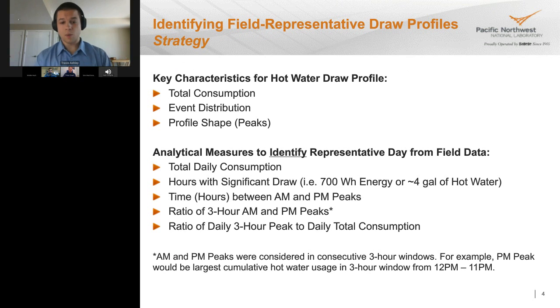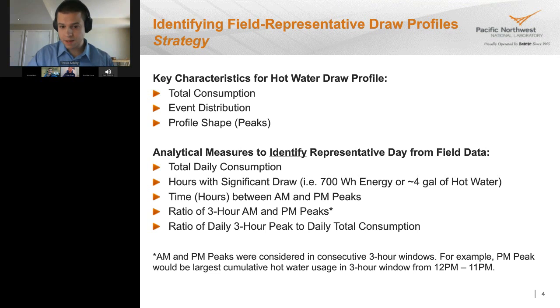We analyzed field data in order to identify representative draw profiles, and we used 5 analytic metrics, listed at the bottom of the slide. There was the daily energy consumption, and then to help characterize the hot water distribution, we examined the hours of significant draw. This is the number of hours the power consumption exceeds 700 watt-hours of energy, a number we determined during the analysis of the data. Then, to help characterize the profile shape, the last 3 metrics are for the AM and PM peaks. We defined the peaks in 3-hour windows in order to capture the cluster of power draw around the actual peak hour. We don't have time to walk through the entire analysis, but there will be a slide that contains more details of the steps.